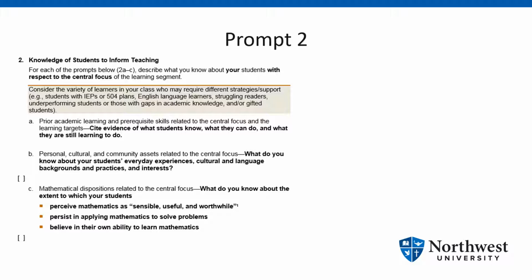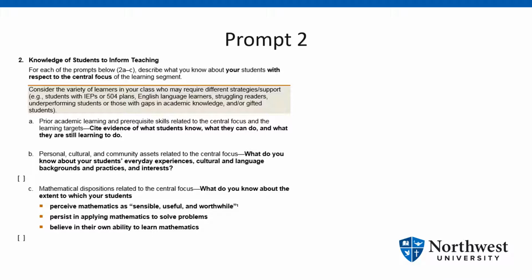Conversely, if you're somewhere else where that's not the case, you might want to bring that up. What resources do they bring from home and from their outside lives that relate to the central focus? And then finally in 2C, it asks about your students' dispositions. How much do they believe that math is a worthwhile endeavor? How hard do they work, or how much do they feel they can succeed in math? How much do they believe in their own ability, their self-efficacy? You have to know your students. And the more specific you can be, both in description and in reference to your data, the better this will turn out.